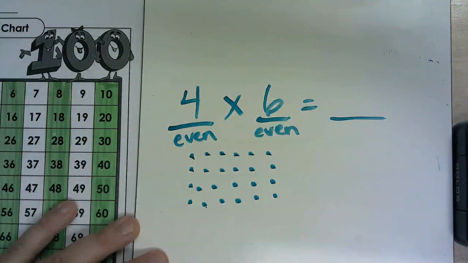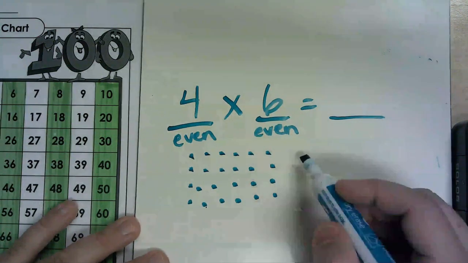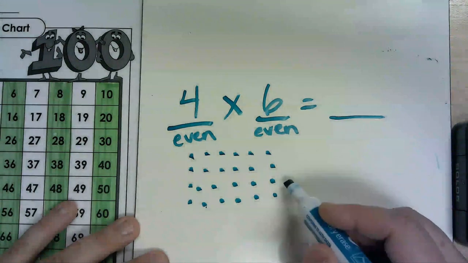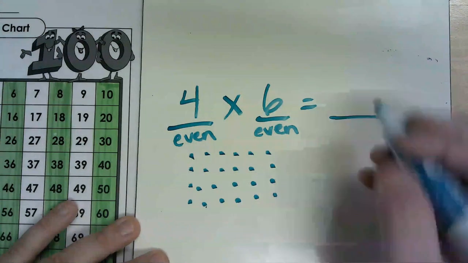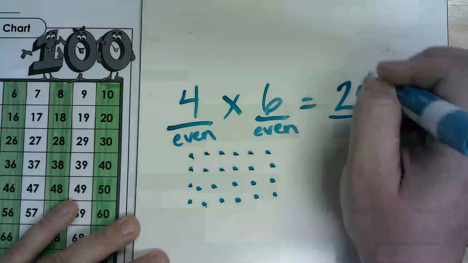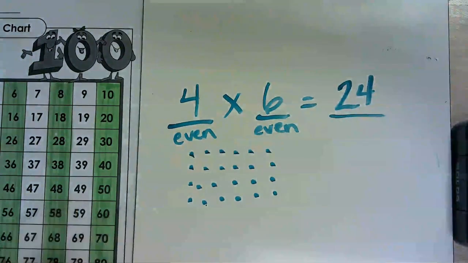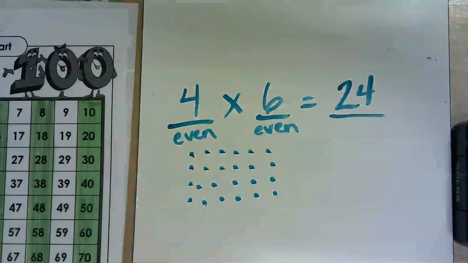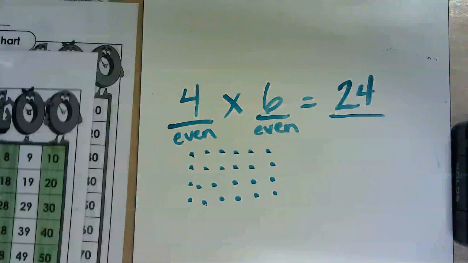How many do I have? Well, I know that 2 times 6 is 12. And then I've got 12 more here. So 12 plus 12 is 24. That's using our properties that we were using earlier, right? So I've got 24 is my total.